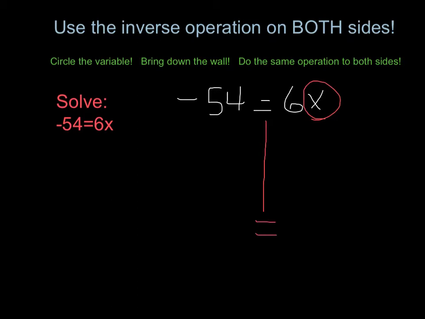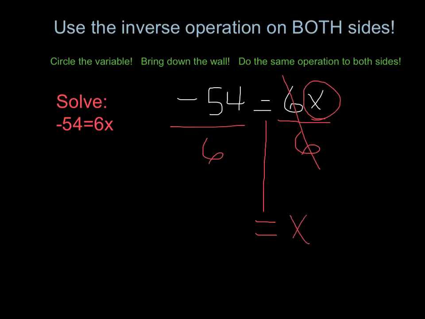And then I notice that this says 6 times x, because remember, anytime you have a variable next to a number, which is called a coefficient, that means to multiply. So it says 6 times x, so I'm going to divide then by 6 on both sides. And this 6 cancels this 6 out. And what happens is 6 divided by 6 equals 1, but 1 times x is the same thing as x. So I'm going to bring down my x.